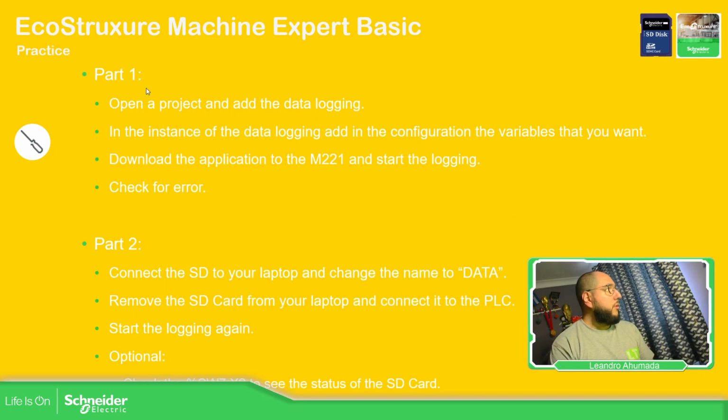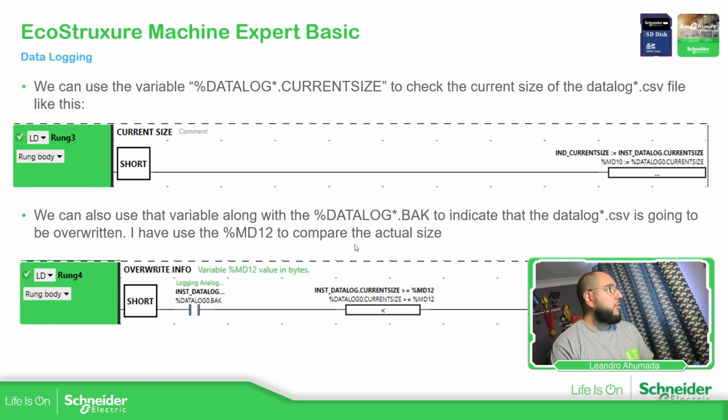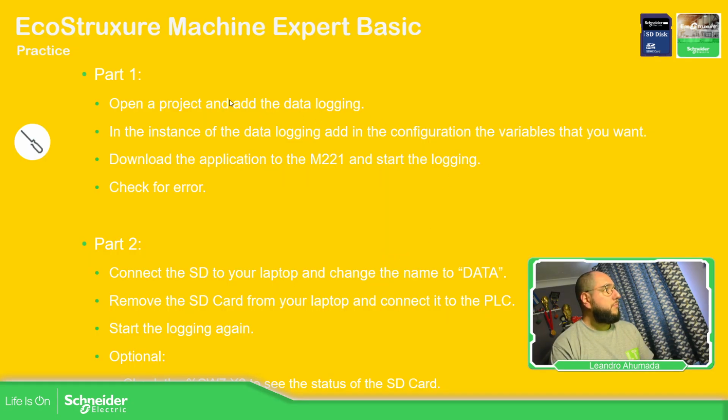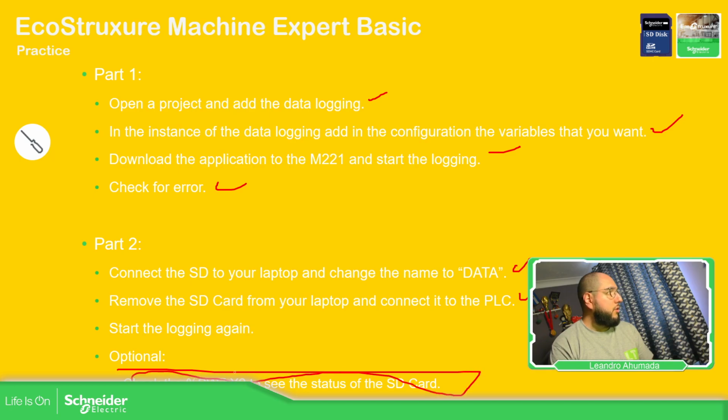Okay, this part's already finished. So let's see if there's something wrong with this. Open a project. Yes. Add the instance. Yes. Check for errors. We already did this part. Data. Okay. We change this. Start optional. This is something that I forgot to mention.